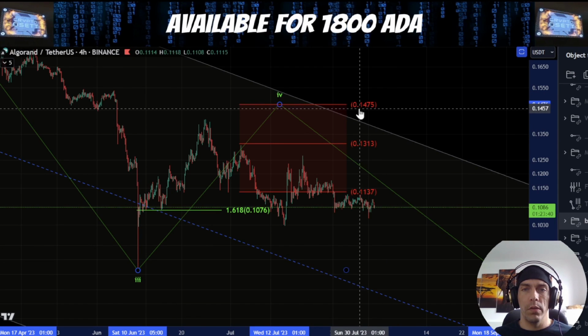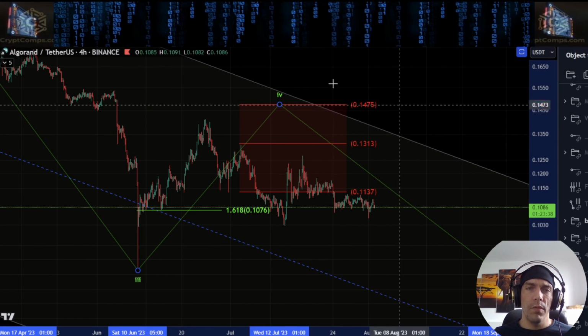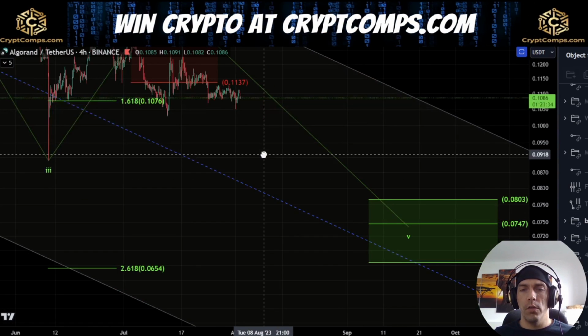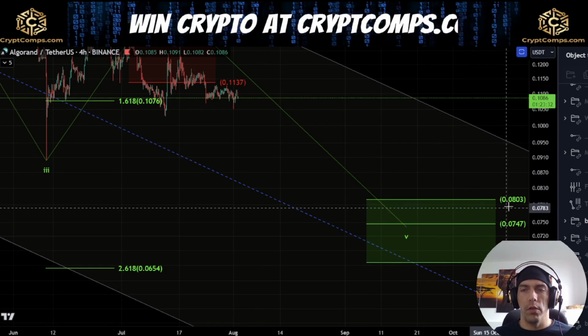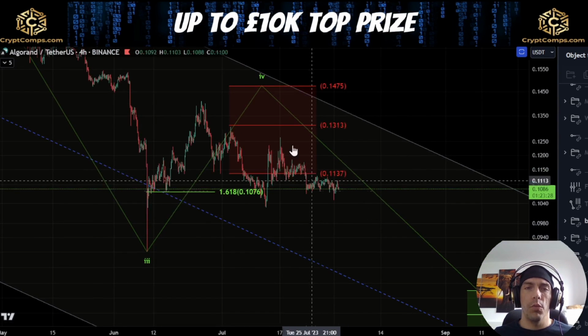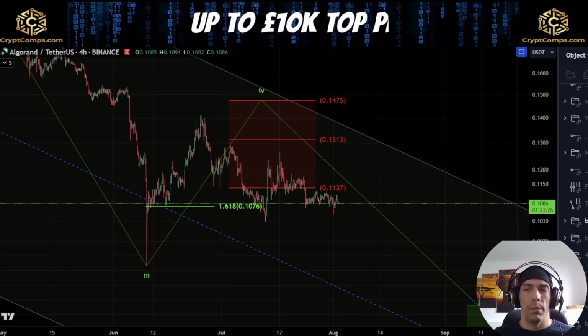And as long as we stay below this 1475, we need to be very careful of this idea that we could still see this as a fourth wave and could still look to see an additional push to the downside. 8 cents 03 to this 6 cents 65 would be the potential target area for something like this.